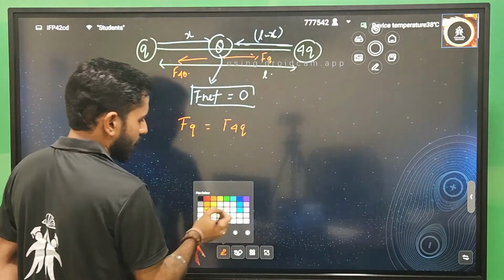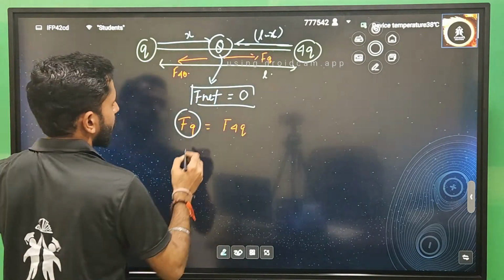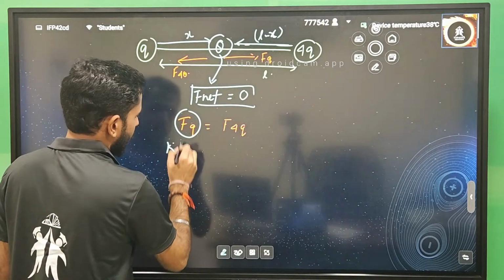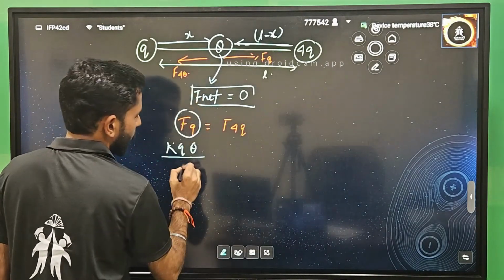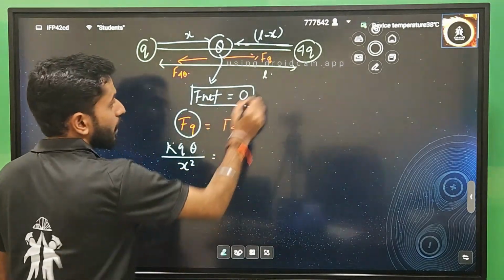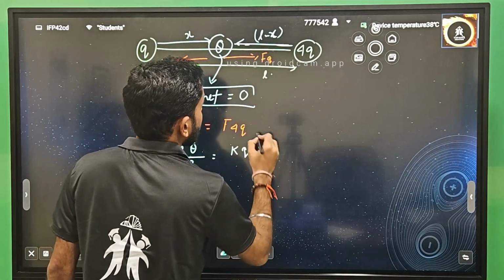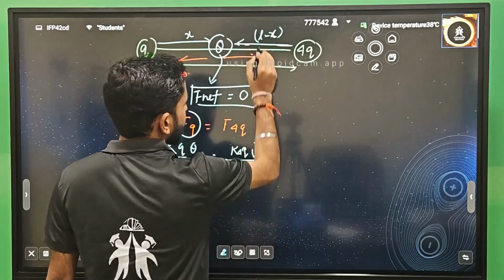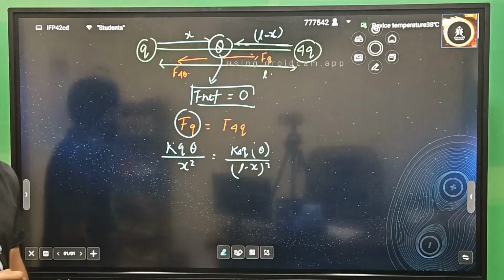Let's write what the force is. Force due to q, what will we write? What is the formula? K q1 q2 divided by r square. K q Q divided by, what is the distance between them? x square, is equal to. Now what is the charge due to 4q? Force K 4q Q divided by, now what is the distance between them? L minus x whole square. Correct? Can you write this?